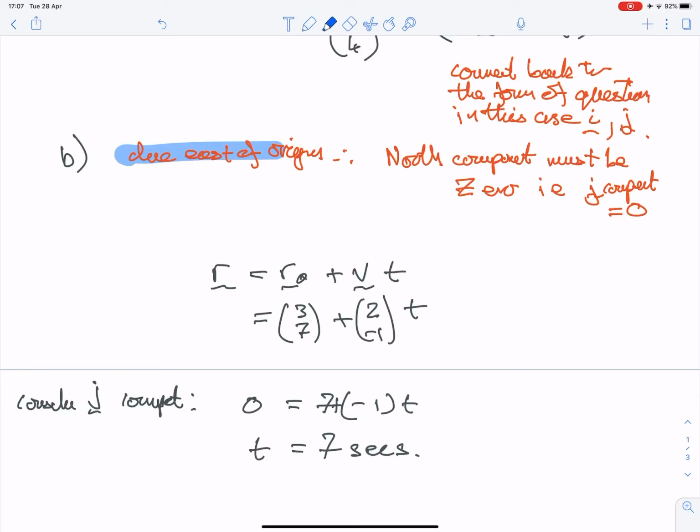But the key is this bit of thinking. The j component is 0, so I've taken out the j component of here and made it equal to 0. And then t comes out to be 7 seconds. Okay, that's the end of example 1. I'll put example 2 on a new clip.